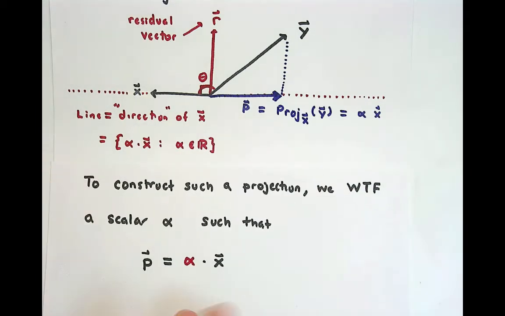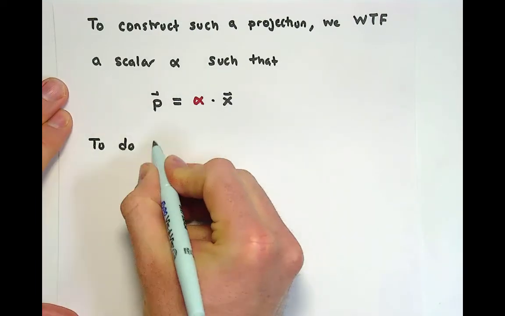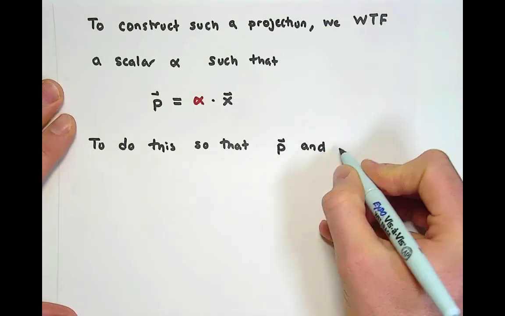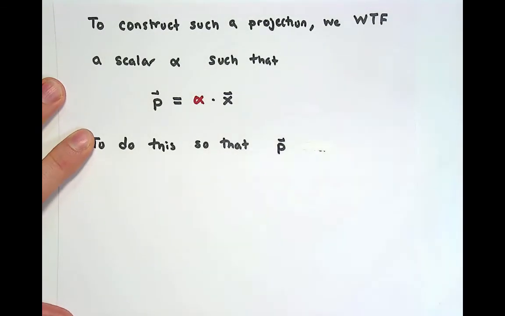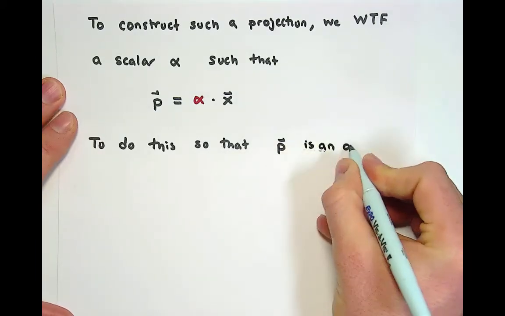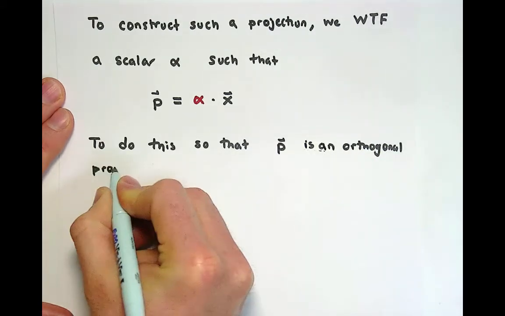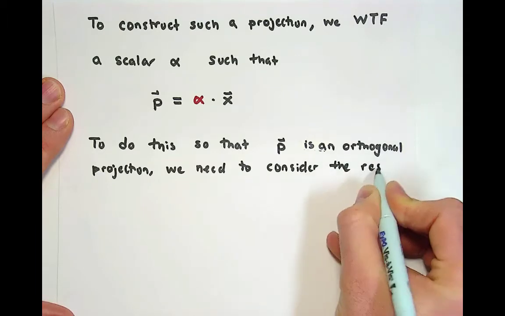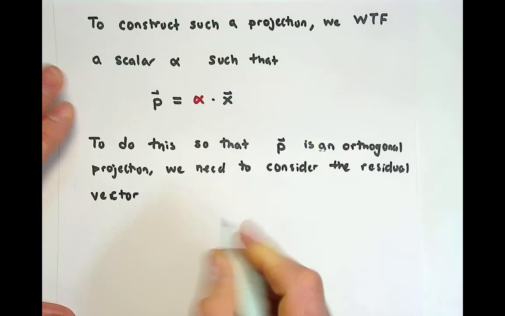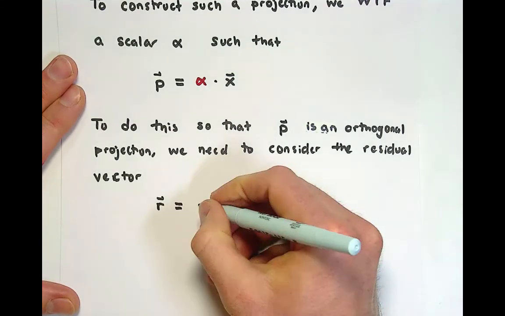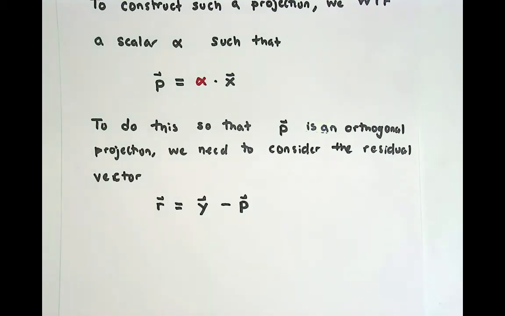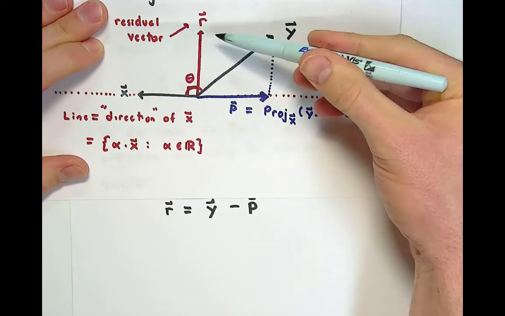To do this orthogonally, so that P is an orthogonal projection, we need to consider the residual vector. We called that residual vector R. And we said that R came from taking our original vector y and subtracting P from it. That goes back to this diagram: we had our original vector y, we subtract P from it, and we get R.